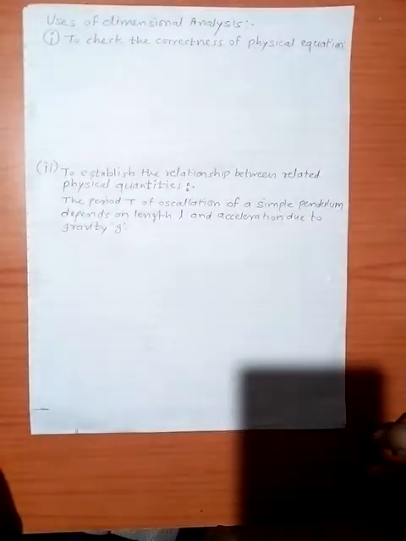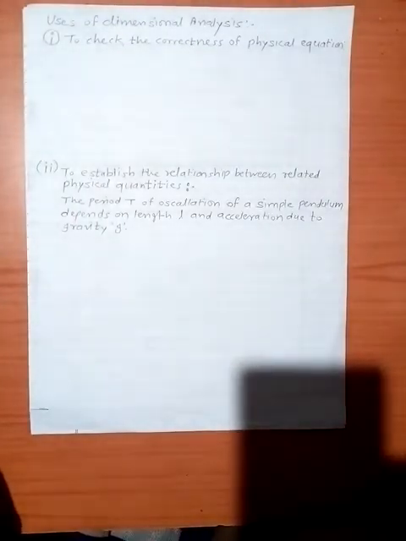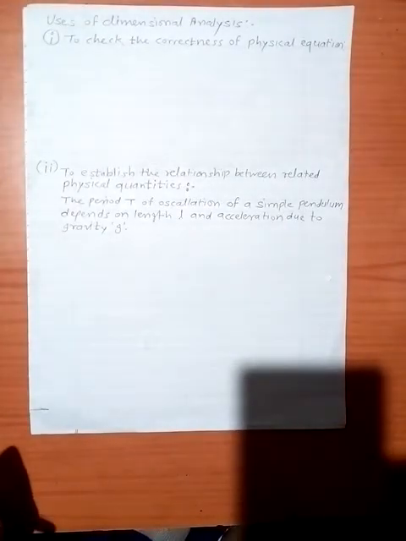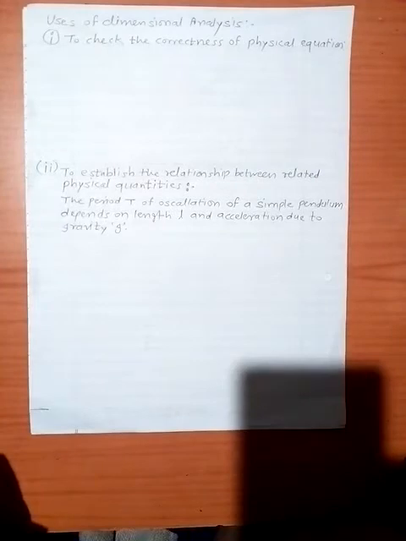So now we are going to see uses of dimensional analysis. There are three uses of dimensional analysis. First is to check the correctness of a physical equation. Second is to establish the relationship between related physical quantities, and third is to find the conversion factor between the units of the same physical quantity in different systems of units.